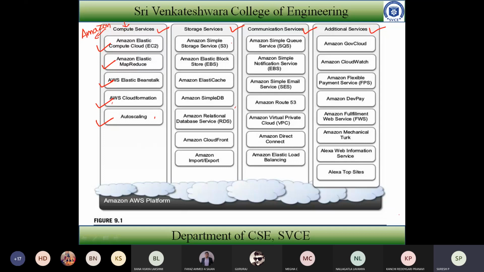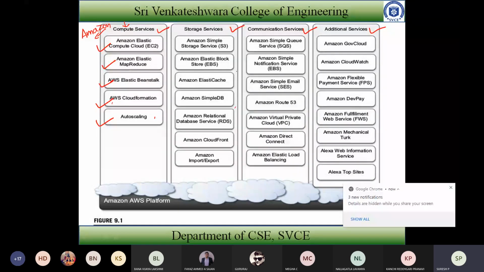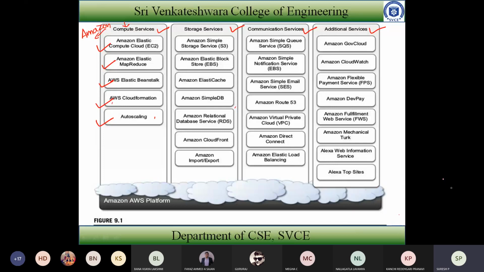It is going to provide you the Amazon Simple Storage Service. Next, it is going to provide you the Amazon Elastic Block Store, EBS. EBS stands for Elastic Block Store. Next, Amazon ElastiCache. Elastic cache means that, depending upon the requirement, the size of the cache will get increased.